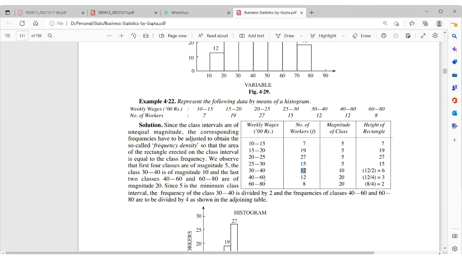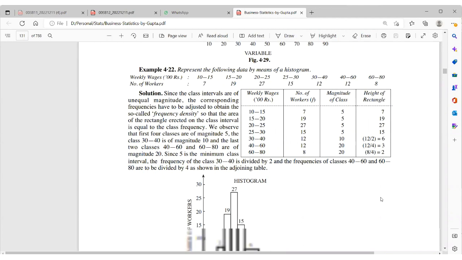Similarly, 40 to 60 has a difference of 20. In these classes, the difference is 20. So with the divide by 5, we further divide into how many parts? 4 parts, sorry: 40 to 45, 45 to 50, 50 to 55, and 55 to 60. We divided this into 4 parts. So we divide 12 by 4, which comes to 3. In the similar way, 60 to 80 divided by 4 comes to 2. See what happened.